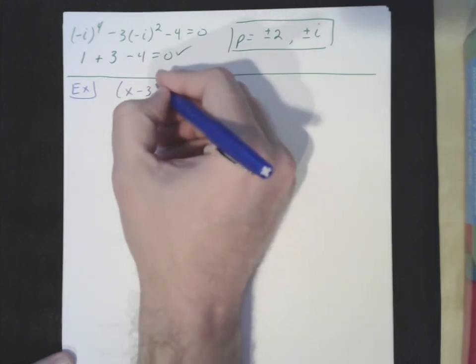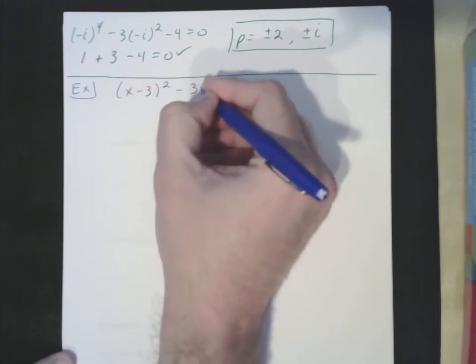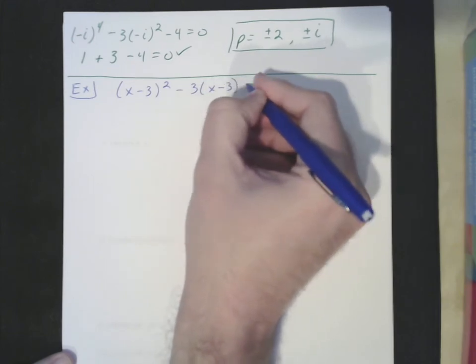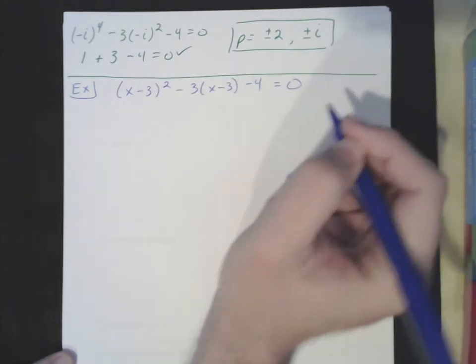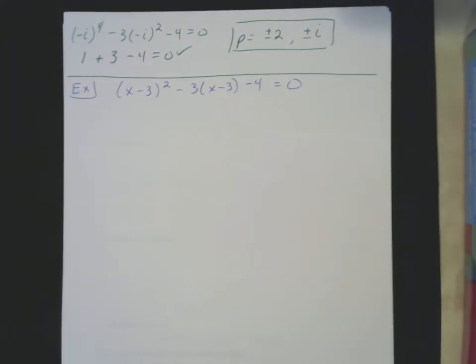So this one we have x minus 3 squared minus 3 times x minus 3 minus 4 equals 0. This is the other one that most people are able to identify is quadratic because it's still quadratic.